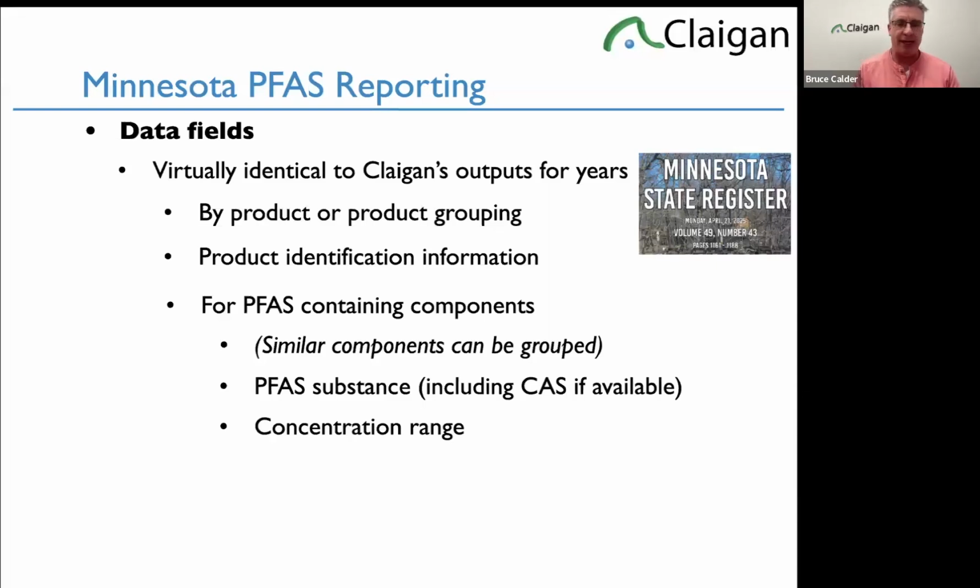Concentration ranges: it's a pull-down menu. It's like under 100 ppm, 100 ppm to 1,000 ppm, 1,000 ppm to 1%, 1% to 10%, and that kind of thing. So ranges make it a lot easier to group components, because whether it's 4.5% or 6%, they're between 1 and 10%. So it's a lot easier to group.